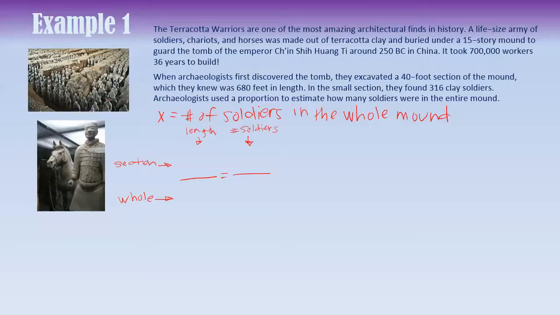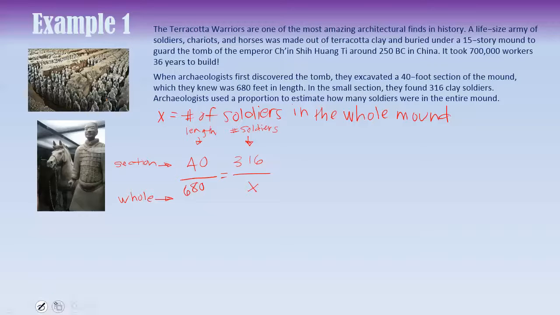So in this first spot in the top left, we want to know the length of the section, and the length of the section is 40 feet. And then in the denominator there, we want the length of the whole thing, which we know, which is 680. Now in our second ratio, at the top right is section soldiers. How many soldiers are in the section? 316. How many soldiers are in the whole thing? We don't know. We're calling it x. Hey, look, it is a proportion.